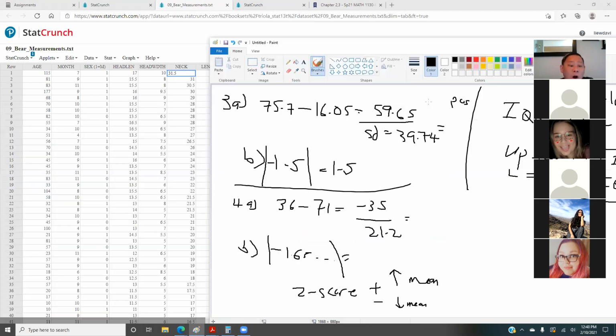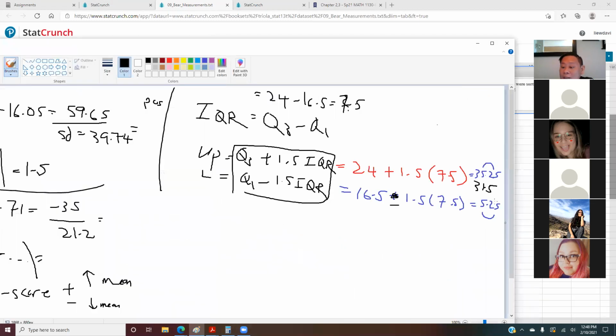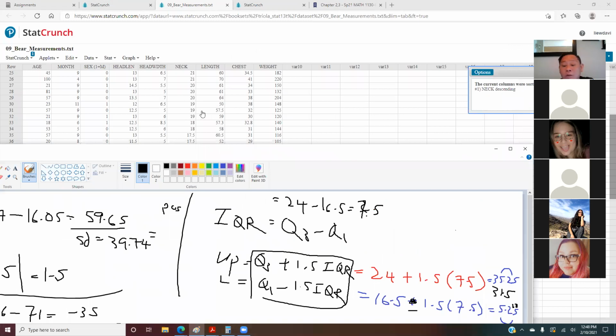And then you look at the smallest neck size that you have. The smallest neck size is 10. If you look at 10, 10 is also inside this range. So in this case, we don't have any outliers, because your minimum and maximum are inside the range.